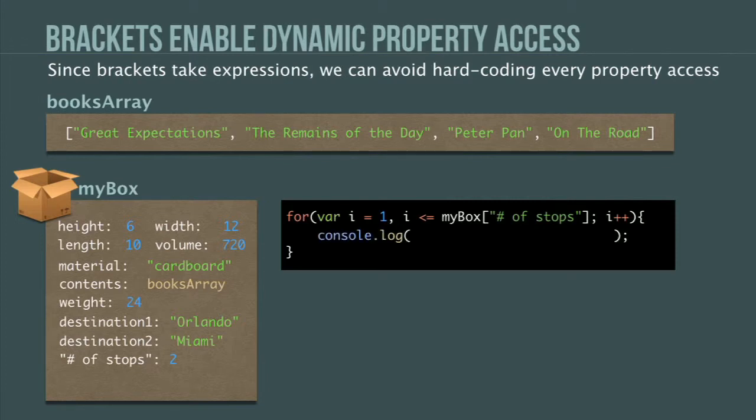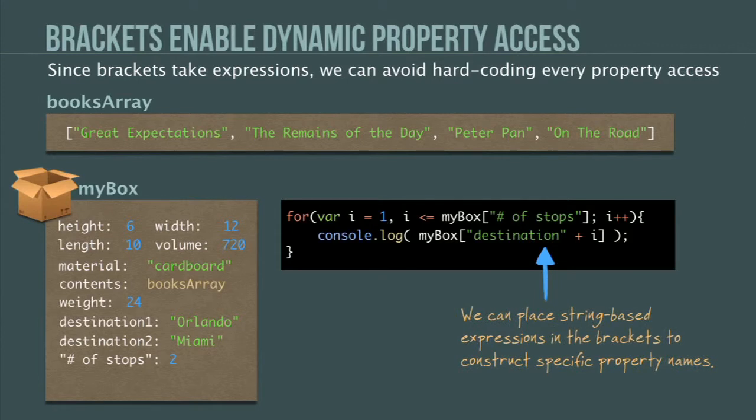How are we going to do that? We're going to access each of the destinations 1 and 2 by using a dynamic expression inside of the bracket. Notice that we've got a string destination plus the loop counter. Notice the loop counter starts at 1. So as this loop progresses, we would get an expression destination 1 and destination 2 inside those logs. And what will we get? We'll get Orlando, and then we'll get Miami. In this way, you could continue to add destinations to your MyBox, and it would be able to log out each one with this simple loop and the bracket expression.